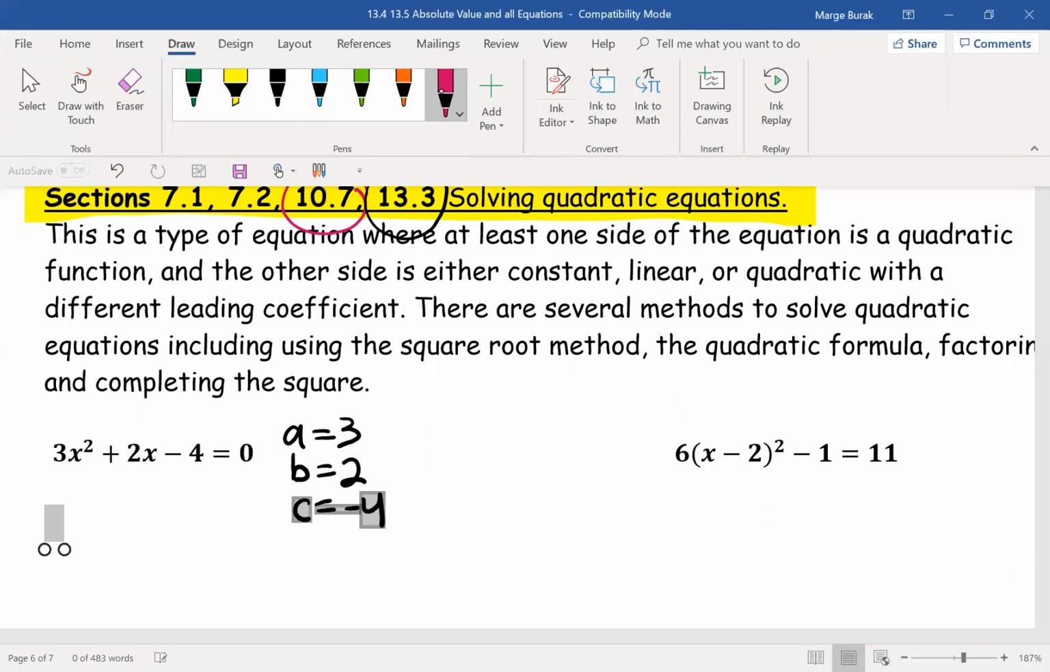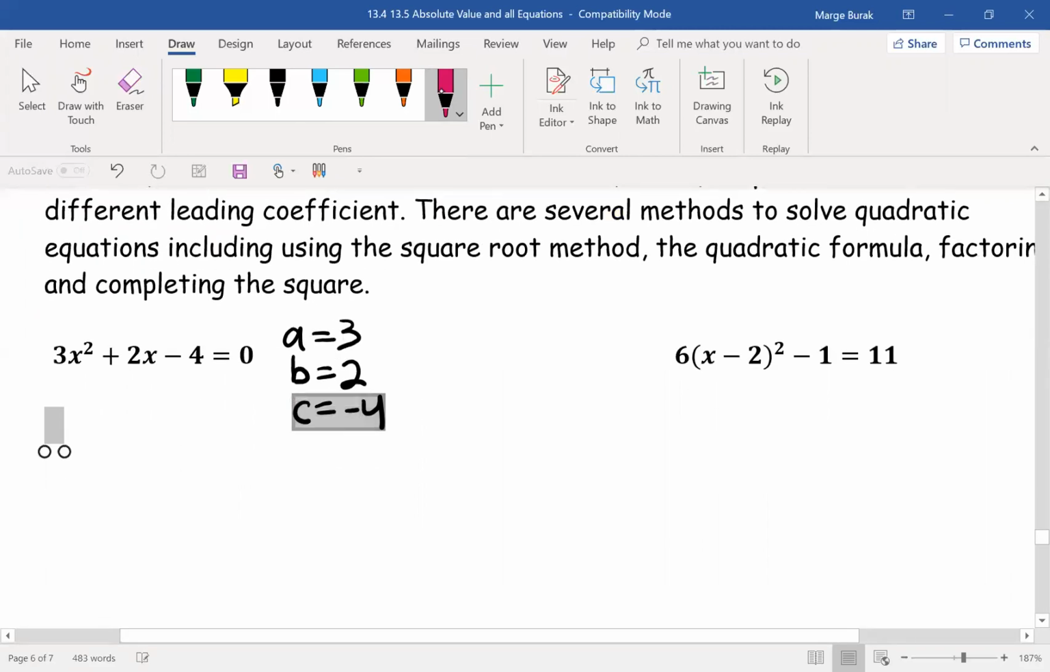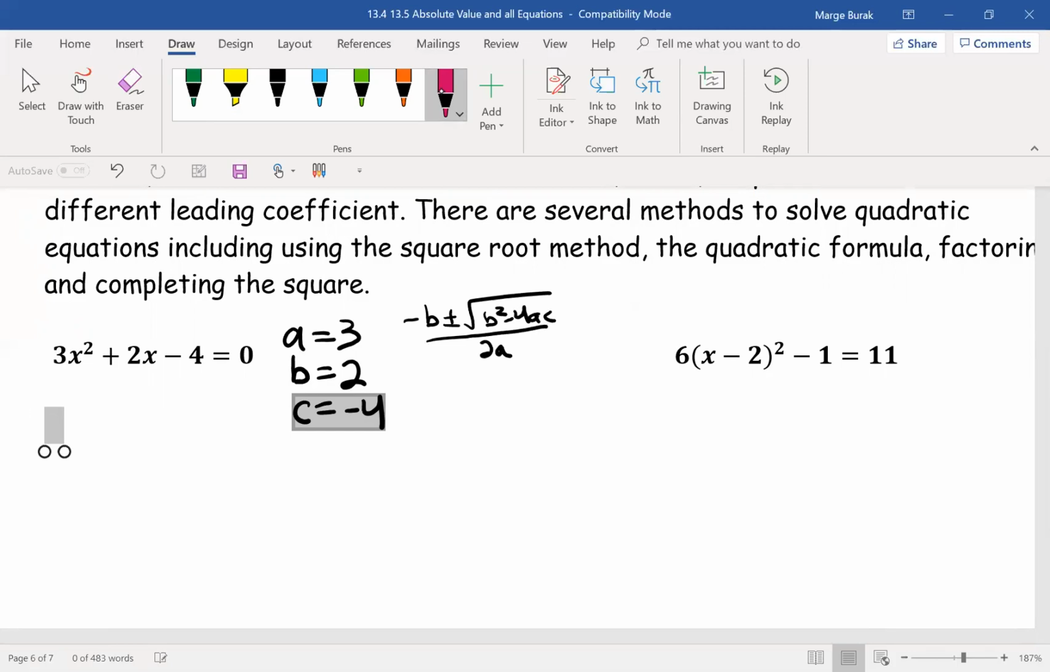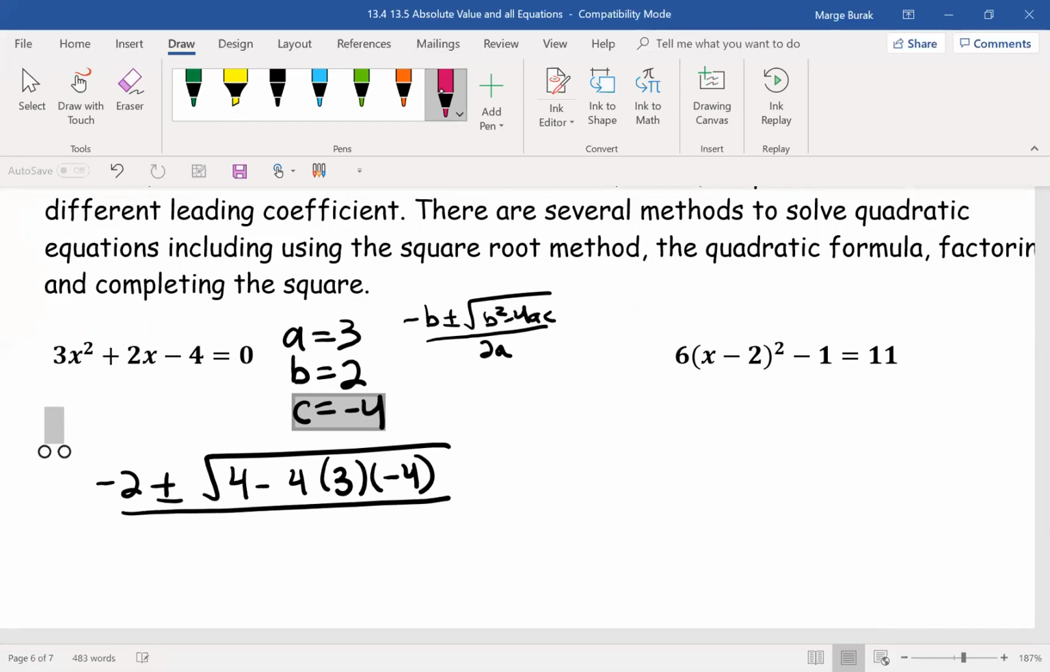You always want to remember that. So that would be the opposite of b, plus or minus the square root of b squared minus 4ac, all over 2a. Okay, so a is 3, b is 2, c is negative 4. So we'll do the opposite of b, plus or minus the square root of b squared, which is 4, minus 4 times a, which is 3, times c, which is negative 4, and then all over 2 times a.